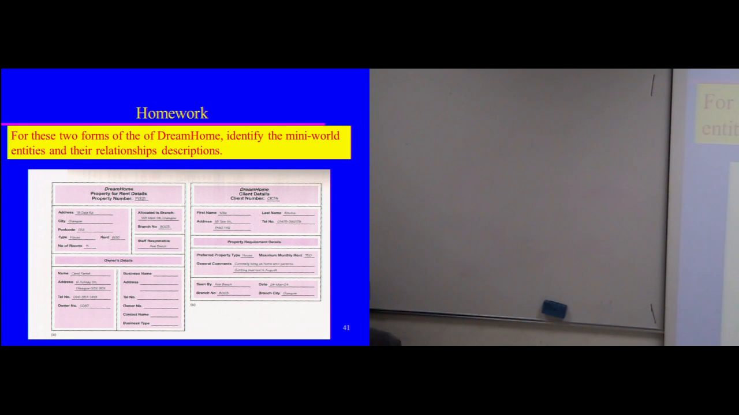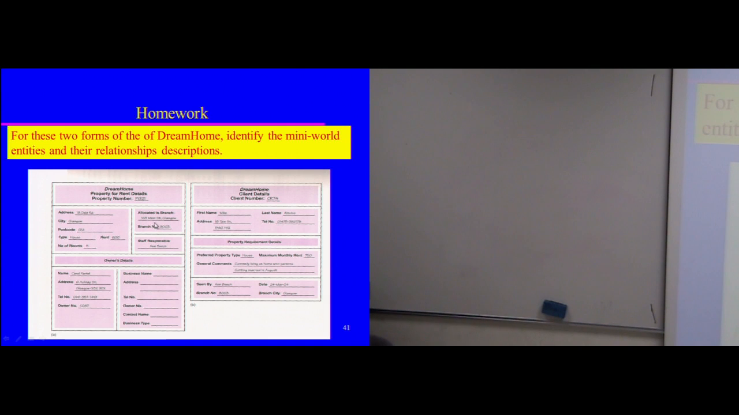The details of the property for rent. So it's going to describe the property for rent. So the whole form is to describe or to tell the data requirements for a property for rent. What do we need to store about the property for rent? So let's study the form carefully.